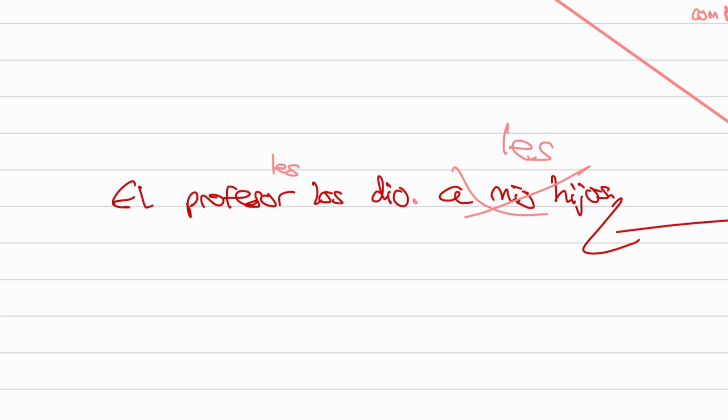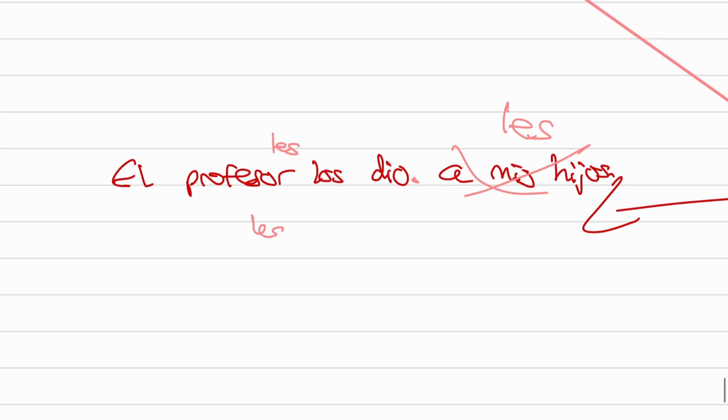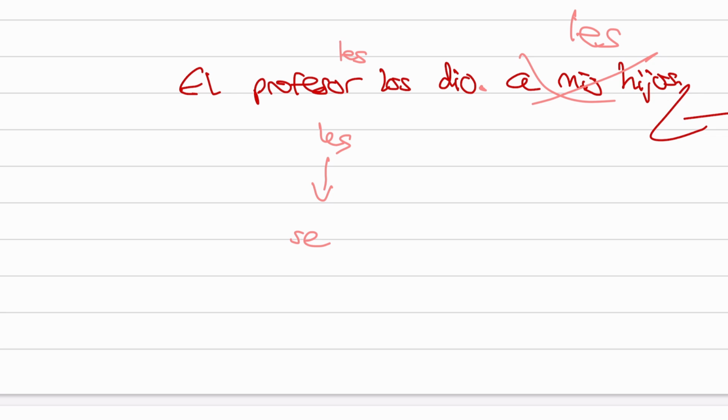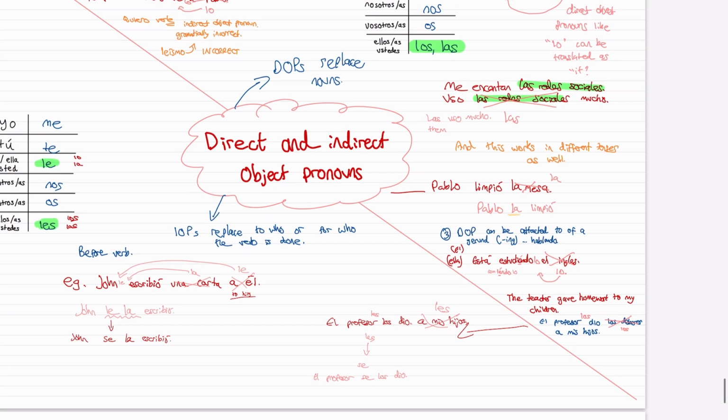Les los dio. That sounds bad. So this les becomes se. So the little trick here is the fact that se is used to get rid of this pronunciation problem of les los. Together, two words beginning with L, we don't have that together. So we just say se los instead. Yeah? So el profesor, to write the final sentence, el profesor se los dio. And that's how these work. That's how these direct and indirect object pronouns work.